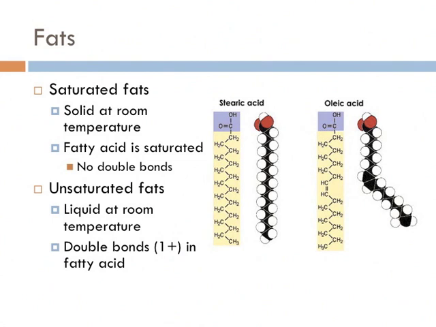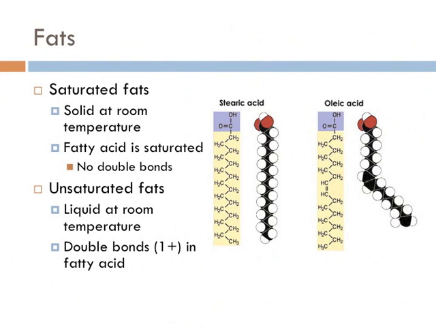Let's demystify all this. Well, saturated fats are basically always solid at room temperature. Butter is a great example of this. And the reason that it's called a saturated fat is because there are no double bonds within the fatty acid tail. Unsaturated fats are typically liquid at room temperature, and oils are a great example of this. They differ from saturated fats in that they have at least one double bond.